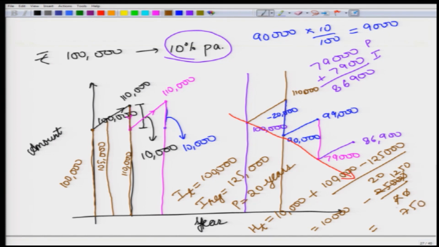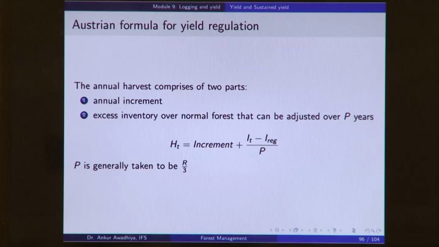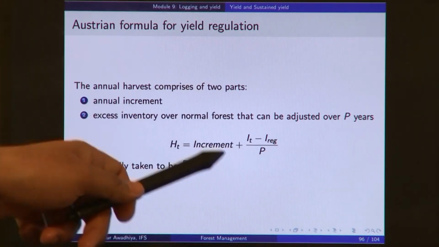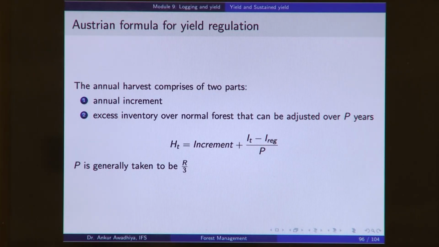minus 25,000 divided by 20 is 8,750 rupees. So, what this formula is predicting is that I should take out not 10,000 rupees, but 8,750 rupees. So, that every year I am adding to the increment. So, the increment is large, but I am taking out a small portion. So, that at the end of 20 years my bank account gets to a level of 125,000 rupees. So, similarly, if you look at a forest, you can take out the increment, but it will be modulated by what you want to have at the end of p years.